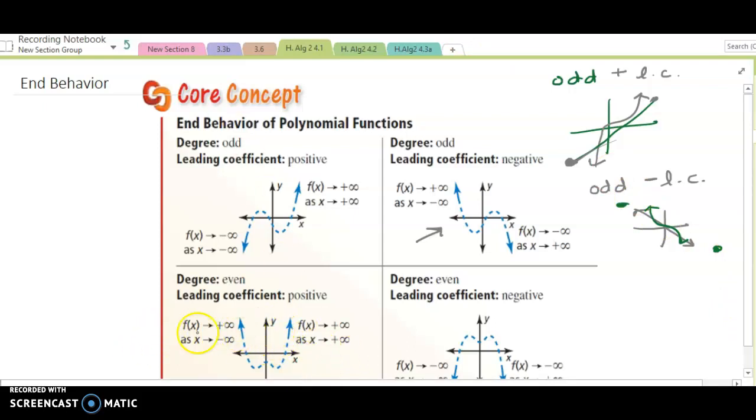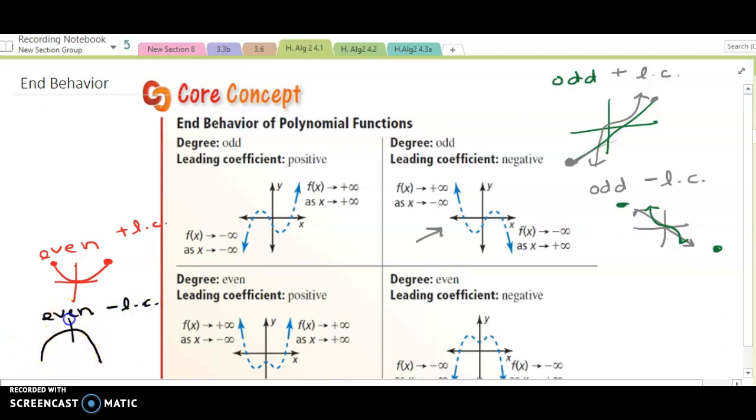Okay, same thing down here. If it's even, okay, if it's even, we are going to start at the top left, go down, and end at the top right. That's if we have a positive leading coefficient. Okay, but if our A value is negative, okay, we're still going to do this, but it's going to be flipped. So this would be even with negative leading coefficient.